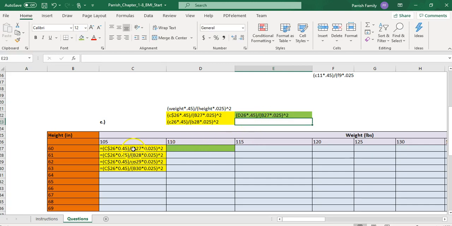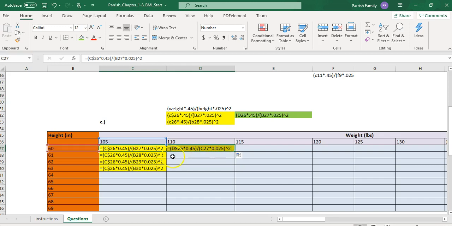Now, if I take this same formula that I typed here that I thought was pretty good, and I drag it to the right, well, I get D26. That's exactly what I expected, right? But I got C27 instead of B27. So this time, I want the letter to stay the same. I want the B to stay the same, but the 27 to change, right? I want it to be 27 and 28.